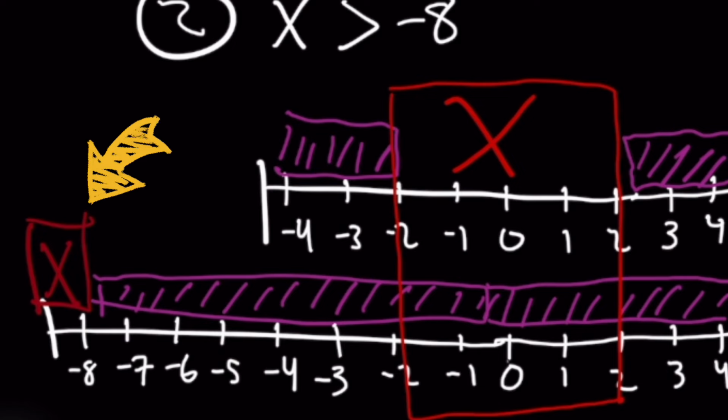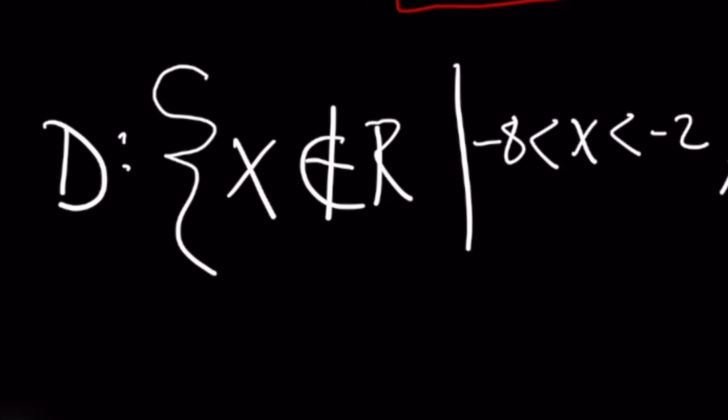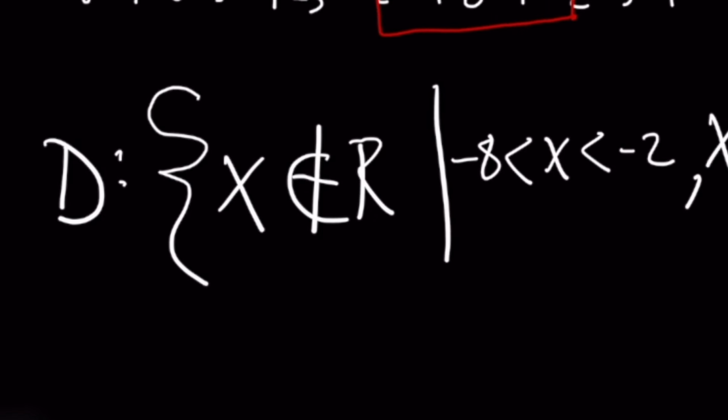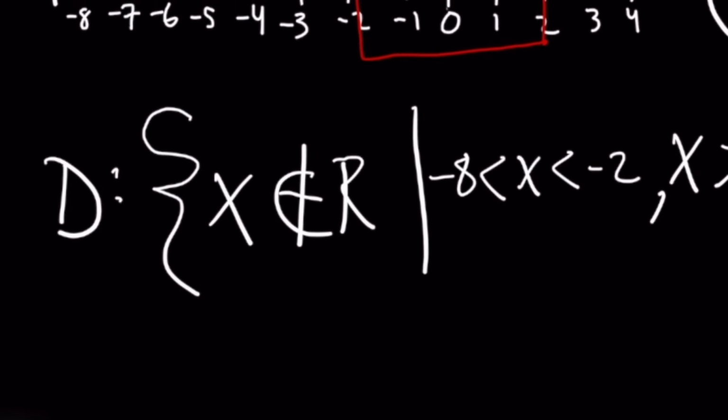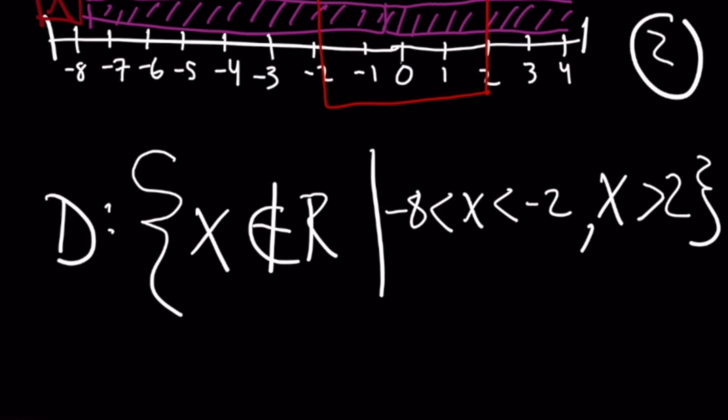So stitching this all together, you're going to find that you have all values in the set of real numbers where x is either in between negative 8 and negative 2, so in other words, negative 8 is less than x, which is less than negative 2, or x is simply greater than 2.